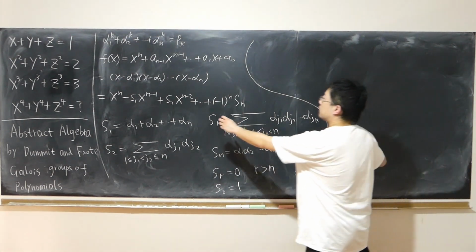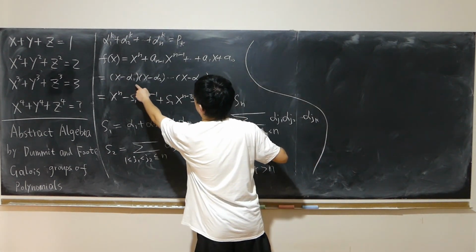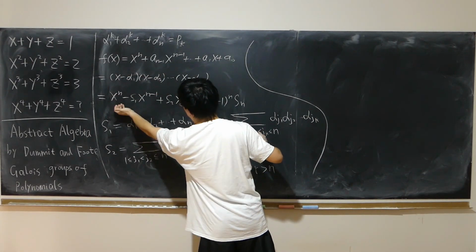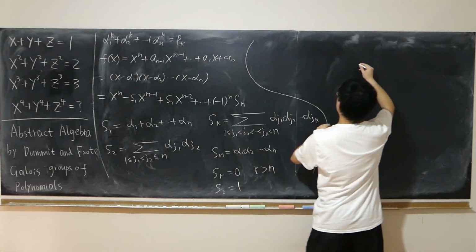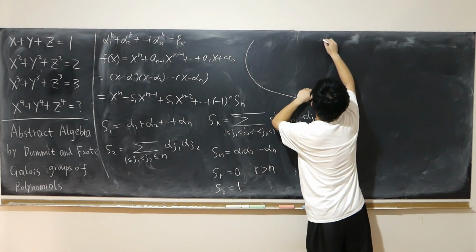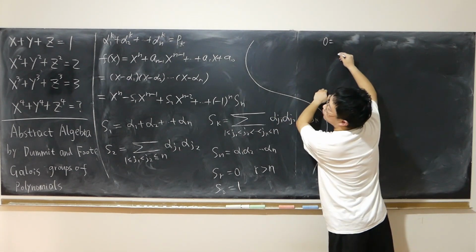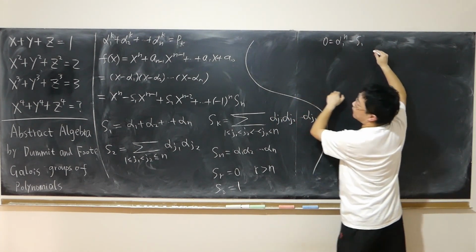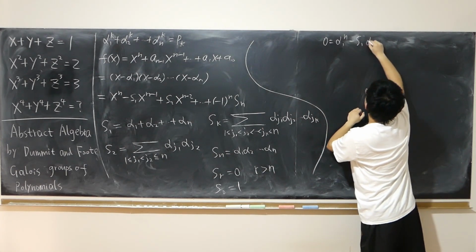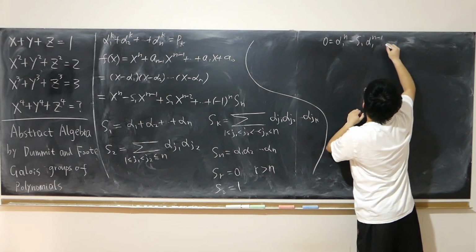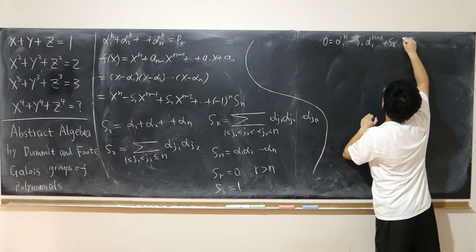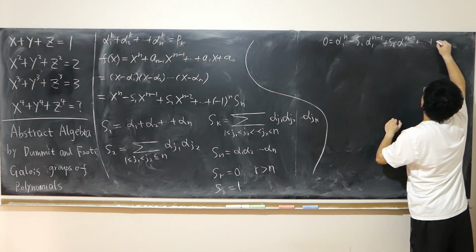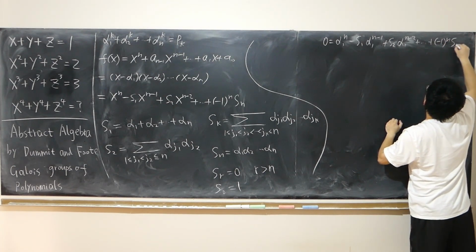And of course, if I substitute alpha 1 into this equation, I have 0. I can also substitute alpha 2 into this equation, the same thing. So 0 equals alpha 1 to the n minus s1 times alpha 1 to the n minus 1 plus s2 times alpha 1 to the n minus 2, all the way to negative 1 to the n times sn.